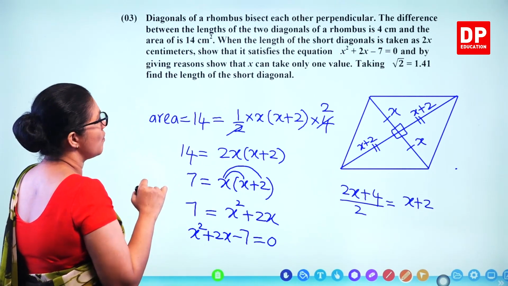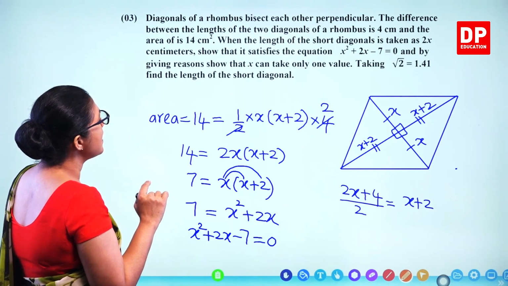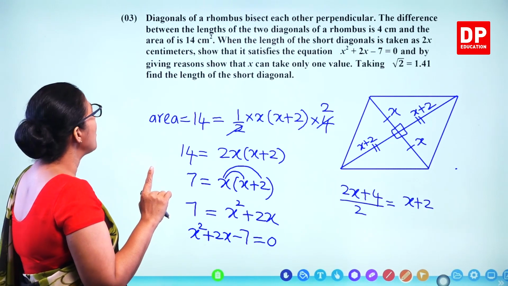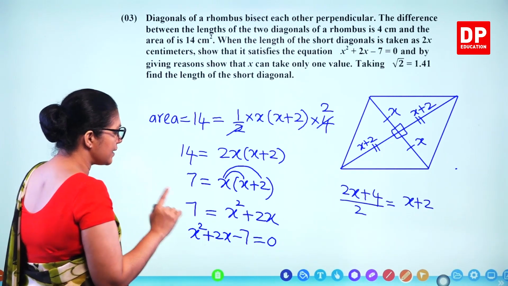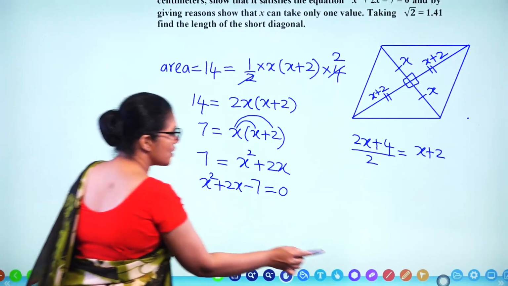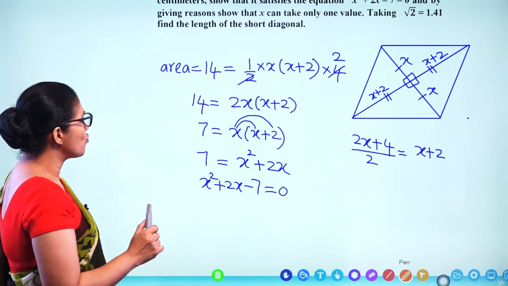That's the equation. And by giving reasons, show that x can take only one value. Taking root 2 as 1.41, find the length of the short diagonal. So let's do the next part. Now we have the equation. So how do you find the x value? We'll use the completing the square method.